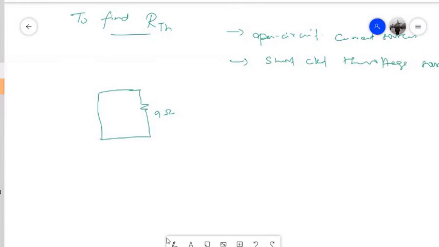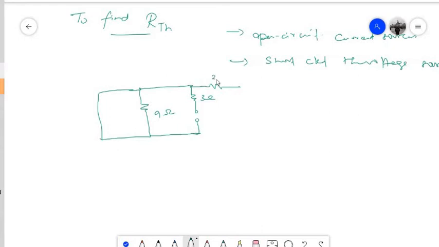This is 9 ohm. And here we have this 3 ohm resistance. This is open circuited, so no path here for the current. And this is the 2 ohm resistance. This is again another 2 ohm. The voltage source that was in series with this is short circuited. Similarly, this is the 3 ohm resistance, and again the voltage source that was here was short circuited. These are the X and Y terminals.